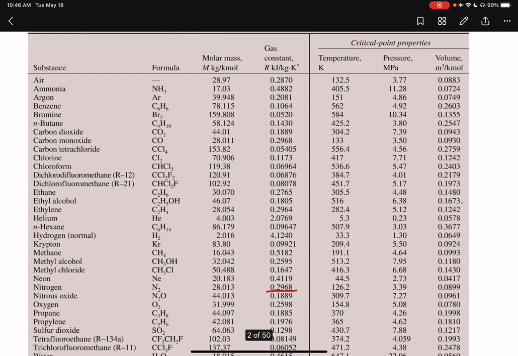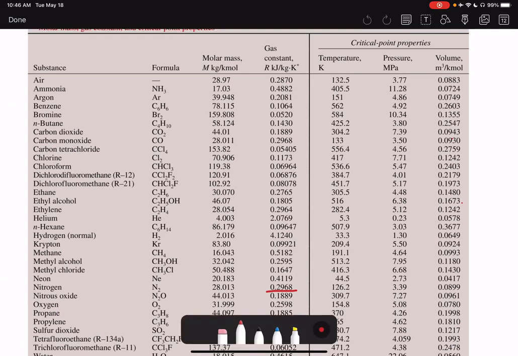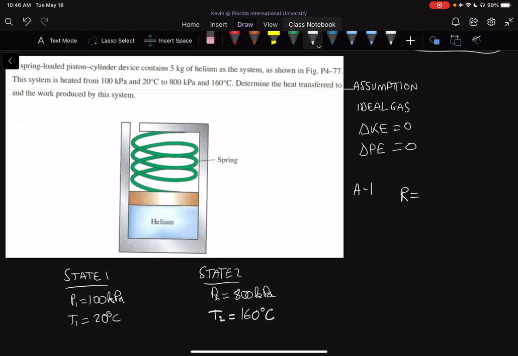So R for helium is 2.0769. Or we can also write it as, because it's pretty close, 2.077 kilojoules per kilogram Kelvin. Okay, so that's our R for helium.